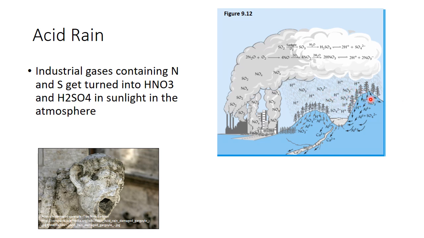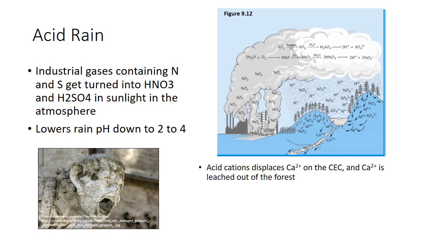As those acids acidify the soil, it's producing hydrogen, and those hydrogens are cations that are exchanging with the base cations. As we acidify the soil, those base cations are able to be leached out. So over time, we get more and more leaching and more acidification of the soil. When we have this nitric acid and sulfuric acid, it can lower the pH of the rain down to a pH of 2 to 4, as opposed to normally about 6 to 7 for rain. So it can lower the pH significantly.